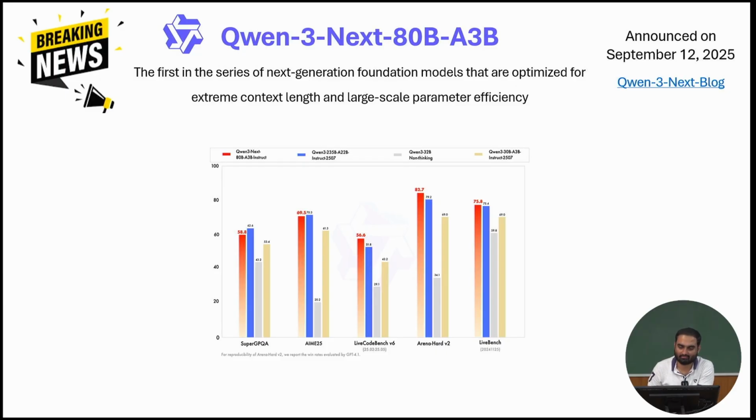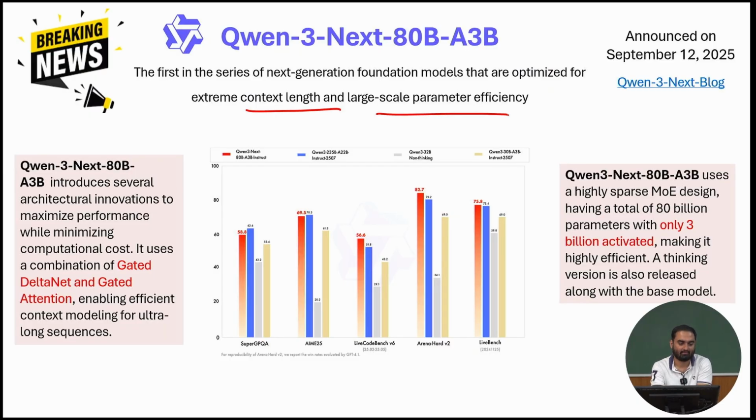But before that, this is today's breaking news. On September 12th, the Qwen3-Next-80B-A3B model was released. This is Qwen's first model in the next generation of foundational models, and they are saying that this is optimized for extreme context length and large-scale parameter efficiency.